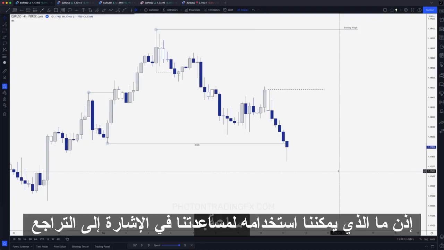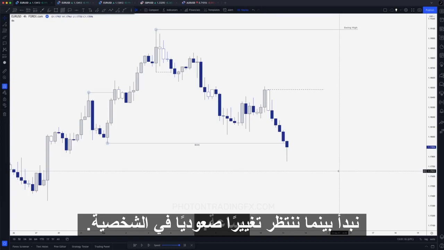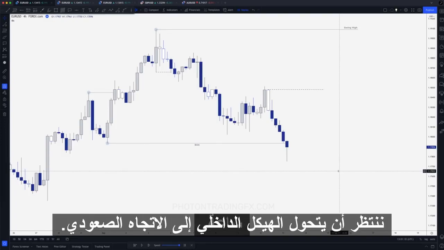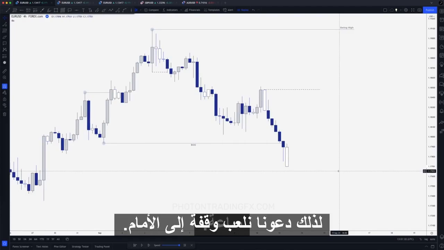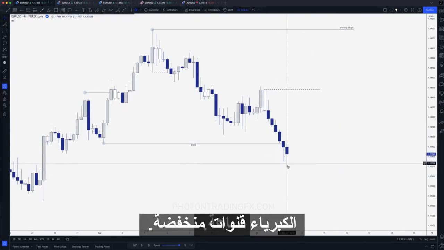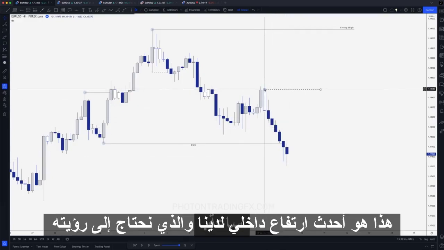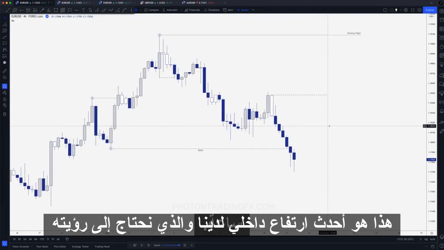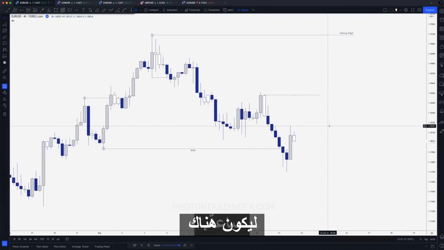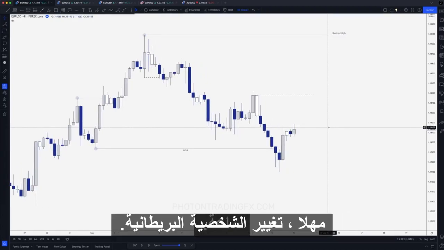So what can we use to help signal that the pullback is starting? Well, we wait for a bullish change of character. We wait for that internal structure to switch bullish. So let's play price forward. See how all of these candles break the prior candle's low? It's all part of the down move, all the way from here. That's all bearish, so that is our most recent internal high that we would need to see broken for there to be a bullish change of character.